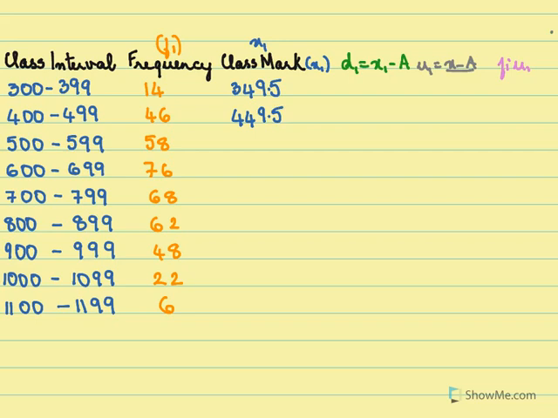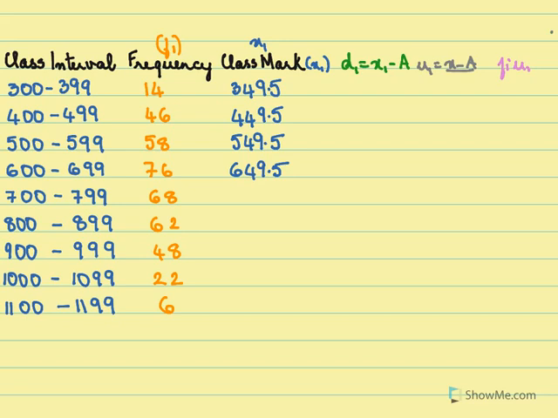Next is 500 plus 599 divided by 2, and that will be 549.5. 600 plus 699 divided by 2, 649.5.